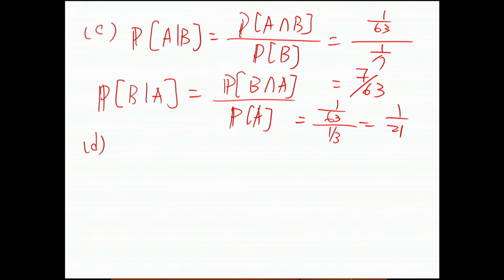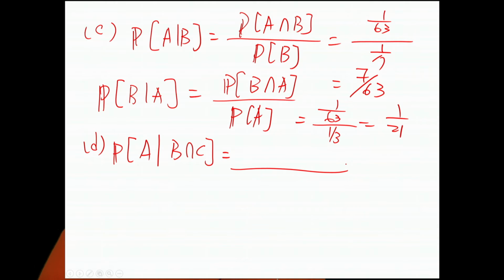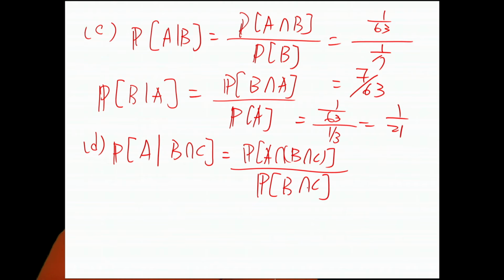Part D. The probability of A conditioned on B intersection C. First, by the definition, we know the numerator will be A intersection B intersection C, and the denominator will be B intersection C. So for the numerator, we know the answer is 1/64.